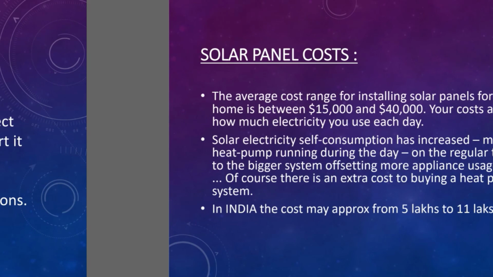Solar panel cost. The average cost range for installing solar panels for a 2000 square feet home is between $15,000 and $40,000. Your costs are determined by how much electricity you use each day. Solar electricity self-consumption has increased mostly due to the heat pump running during the day on the regular tariff, but also due to the bigger system offsetting more appliance usage on overcast days. Of course, there is an extra cost to buying a heat pump and a bigger system. In India, the cost may range from 5 lakhs to 11 lakhs.